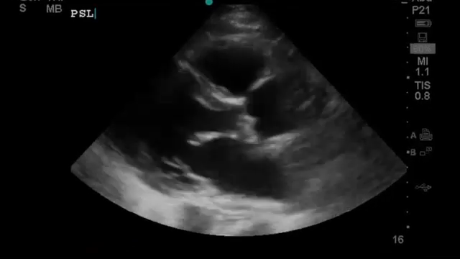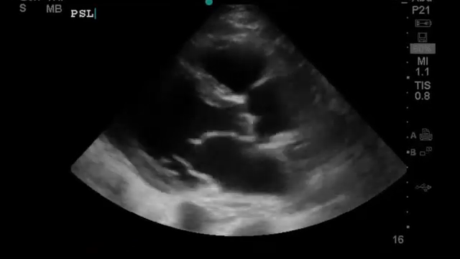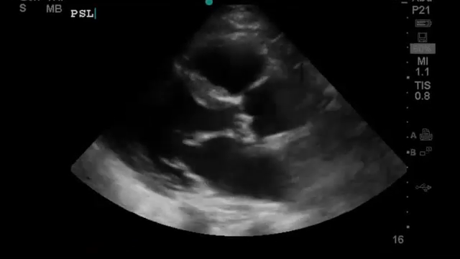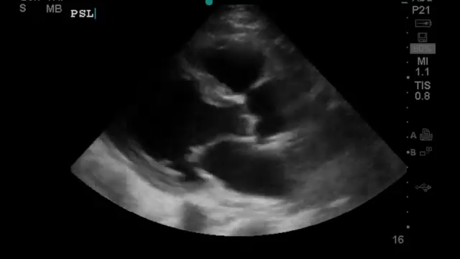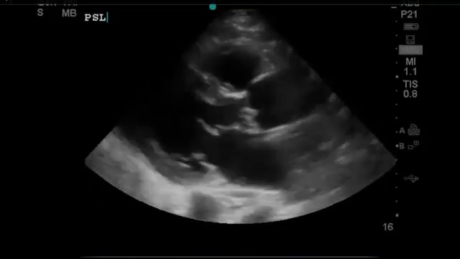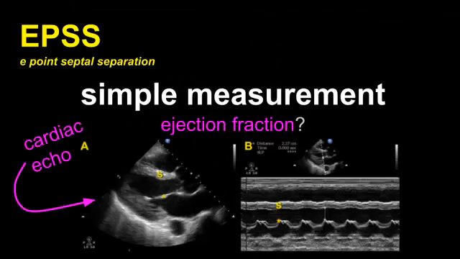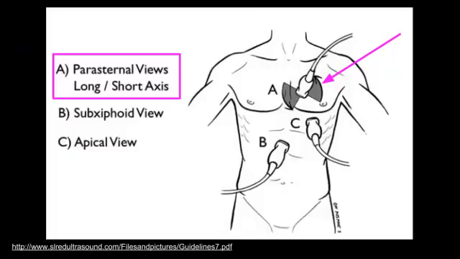Wouldn't it be helpful if there was some way to measure, for those of us that are not as good with echo, or maybe just learning, some measurement that we could do that could tell us what kind of EF we're looking at? Well, lucky for us, there is, and that's the EPSS that I want to talk about today. So let's talk about first what kind of echo we need to get in order to measure the EPSS.